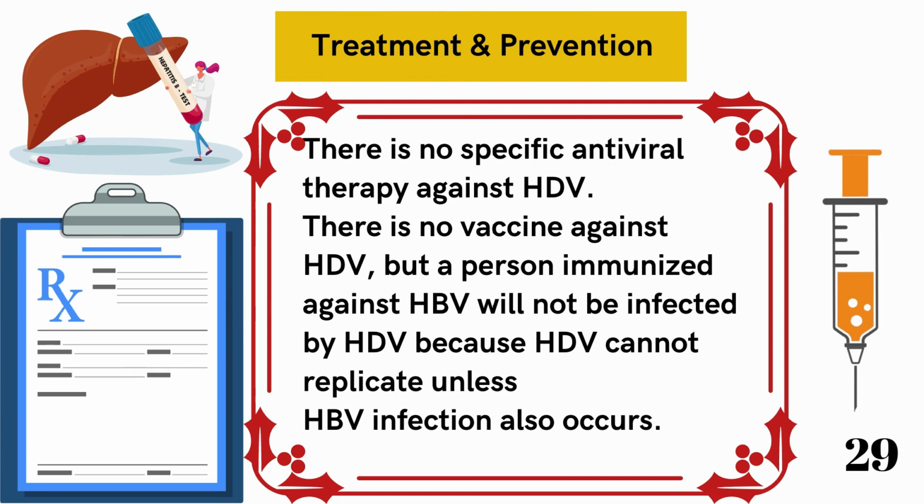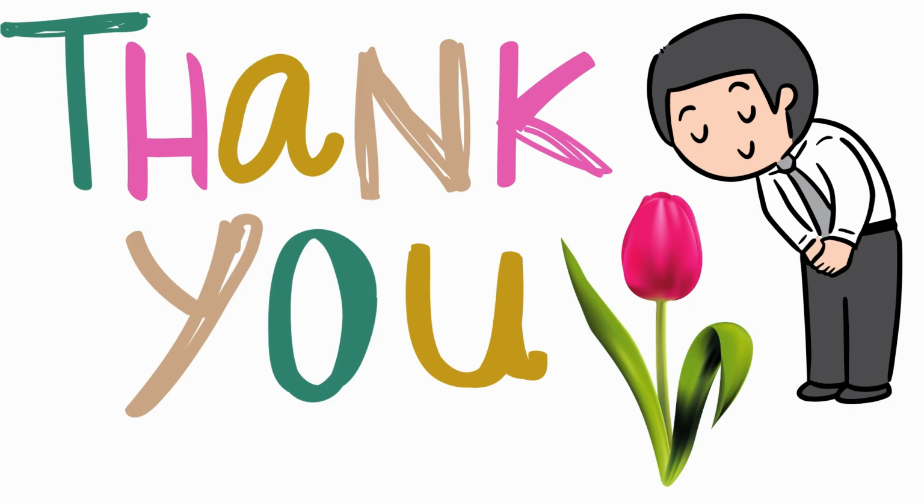For treatment and prevention, there is no specific antiviral therapy against hepatitis D virus. There is no vaccine against hepatitis D virus, but we have a vaccine against hepatitis B. If you protect yourself against hepatitis B, you will protect yourself against hepatitis D, because hepatitis D needs hepatitis B infection to be infected. A person immunized against hepatitis B will not be infected by hepatitis D, because hepatitis D cannot replicate unless hepatitis B virus infection also occurs. So in an indirect way, you can protect yourself against hepatitis D if you receive a vaccine against hepatitis B virus.